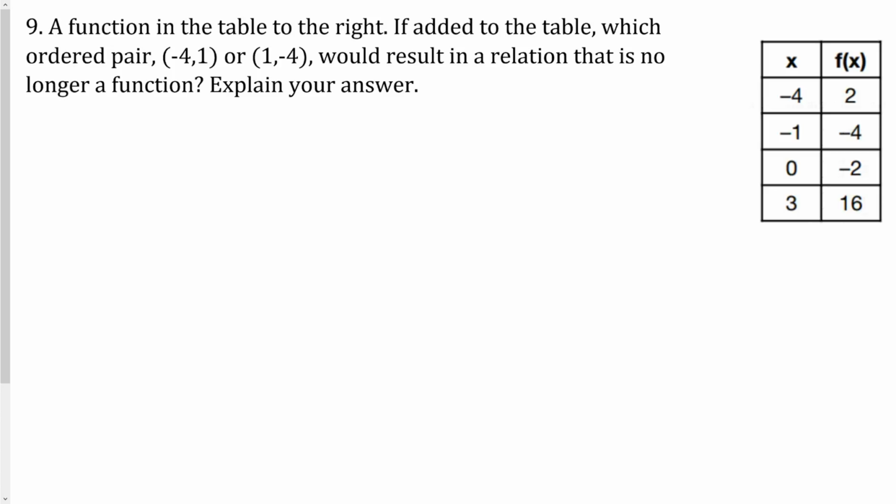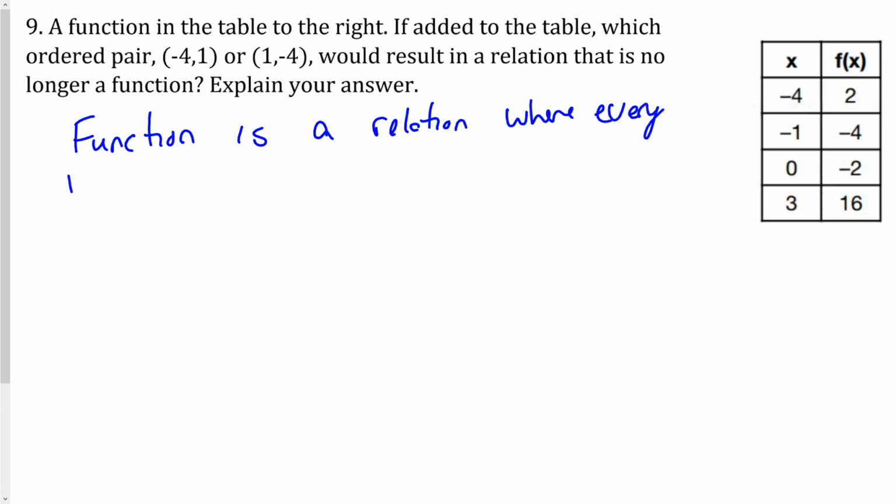Number 9, a function is shown in the table to the right. If added to the table, which ordered pair would result in a relation that is no longer a function? Explain your answer. So the key thing about a function is a relation where every input has only one output.